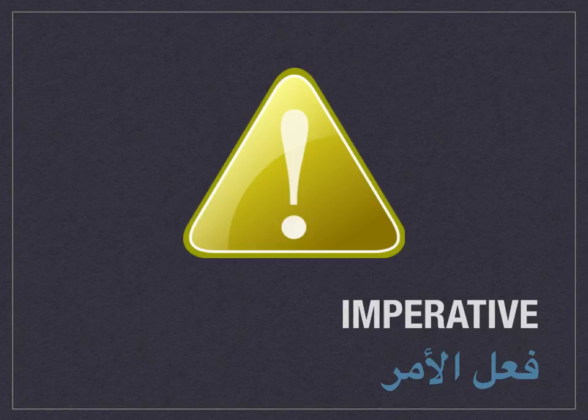Let's look at the imperative, فعل amr. You use the imperative to give commands, directions, or warnings to people you are directly addressing. These are the English equivalent of things like look out, eat, or tell.